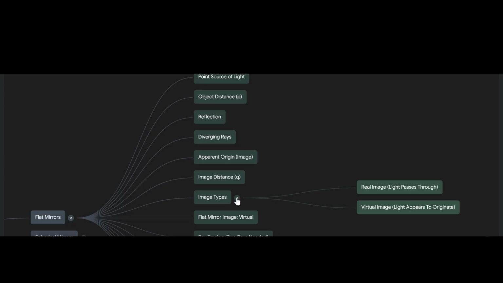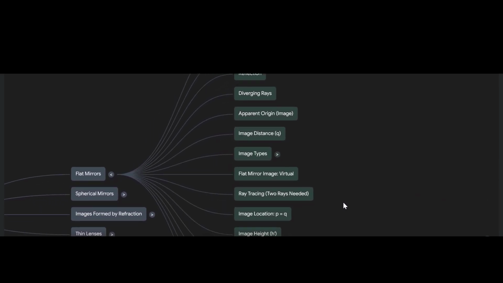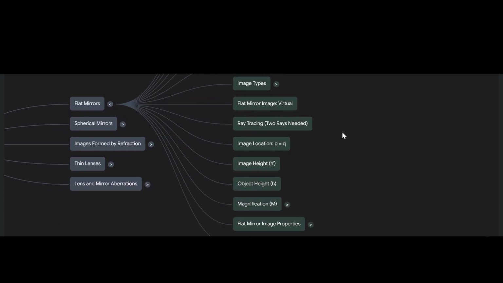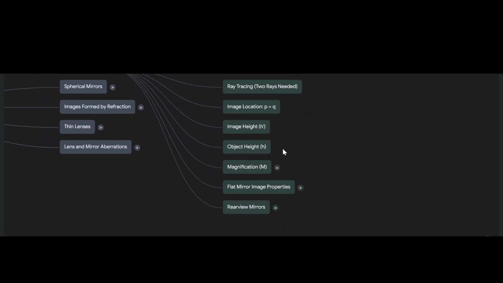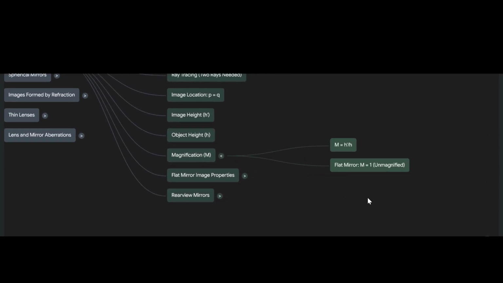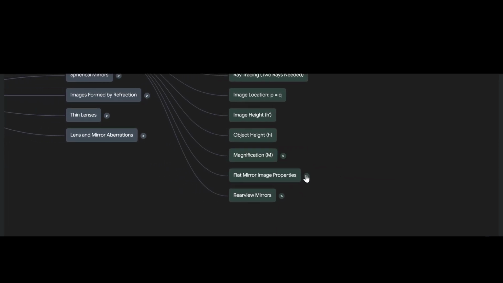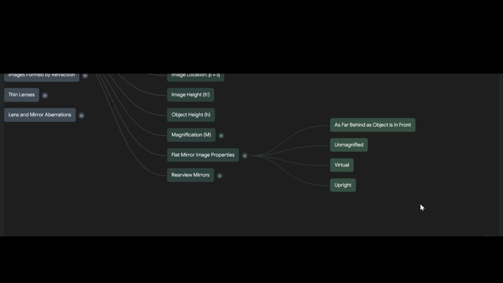Does the mirror make me look bigger or smaller? Good question. We talk about object height, h, and image height, h prime. And the ratio between them, h prime divided by h, is called the lateral magnification, M. Magnification M, makes sense. For a flat mirror, the image height is identical to the object height, so h prime equals h. Meaning M equals 1, which just means the image is unmagnified, same size as the object. Right, okay. So summarizing flat mirrors, they give us a virtual image. It's unmagnified, M equals 1, it's upright, and it's located as far behind the mirror as the object is in front.